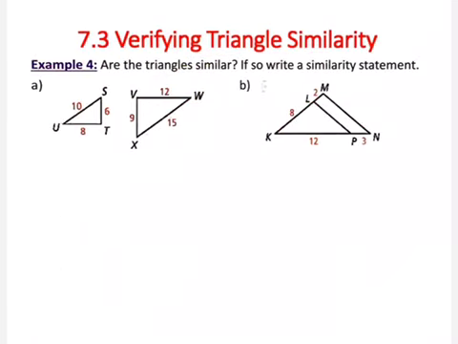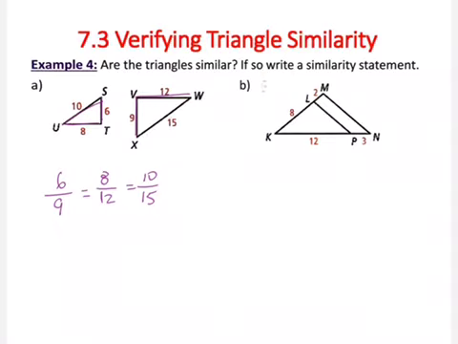Are the triangles similar? If so, write a similarity statement. As we look here, I don't have any angles, so I'm probably going to test and see if all of my sides are proportional. So I'll take ST over VX and see if that's equal to UT over VW, and then see if that's equal to US over XW. An easy way to test this is just to see what decimals you get for these.